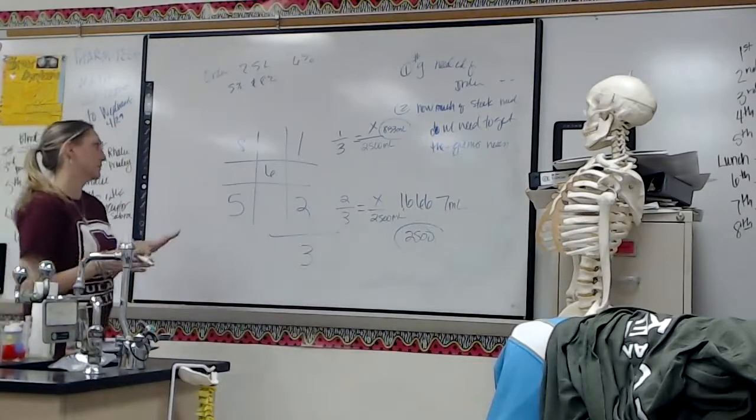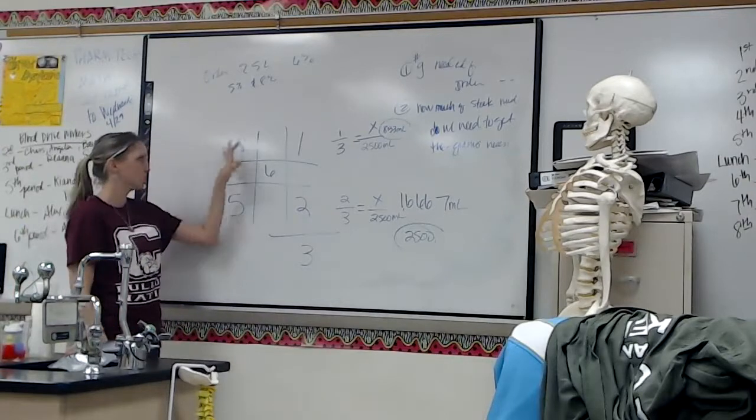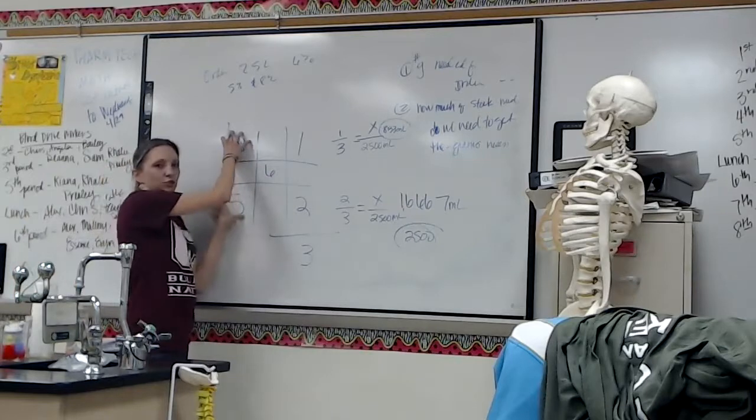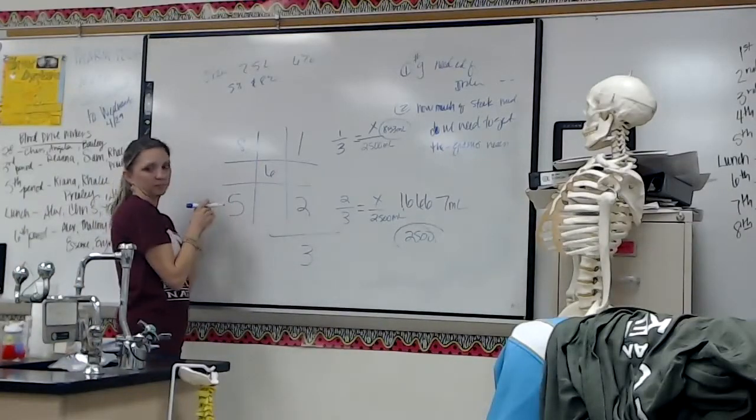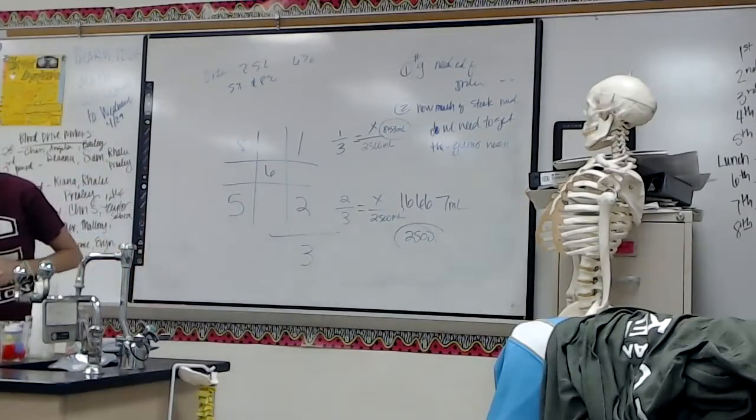So that's really the reason that we've been using alligation. You've got 2 different concentrations of stuff, and you can use those to mix and make one concentration. So that is that. I hope that really helps you guys.